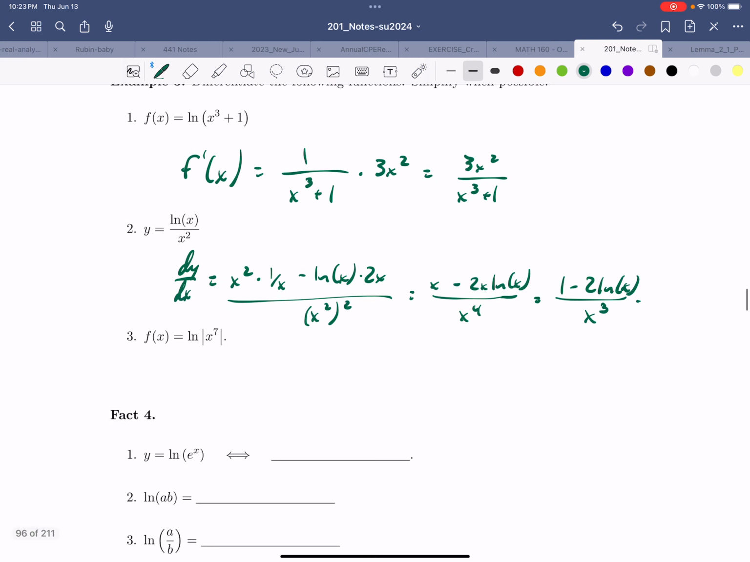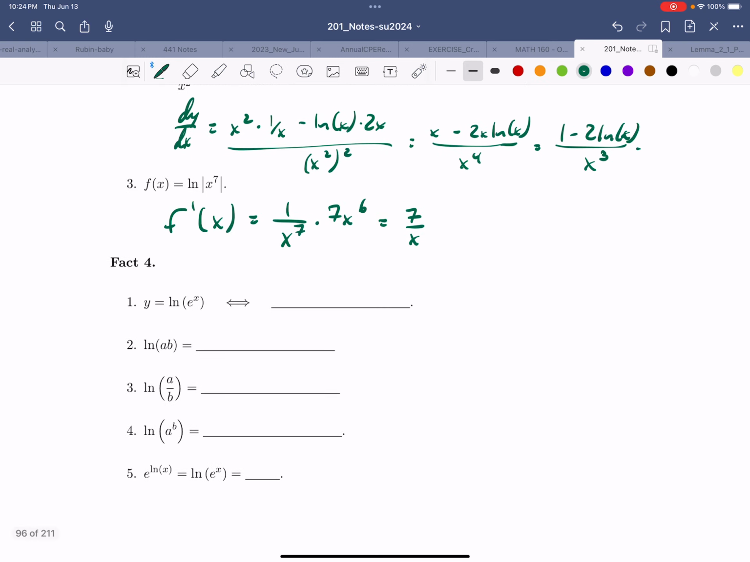And this is kind of interesting. Here, f prime of x equals, so it's ln of the absolute value. Now remember, don't worry about those absolute values. It doesn't change the derivative. It's going to be 1 over x to the 7th times the derivative of x to the 7th, which is 7x to the 6th. Well, that actually gives us 7 over x. But that's kind of interesting, because that would be the derivative of 7 ln of x. So that suggests that ln of x to the 7th equals 7 ln of x. Really? Really. Fact 4 contains a bunch of very important log rules.